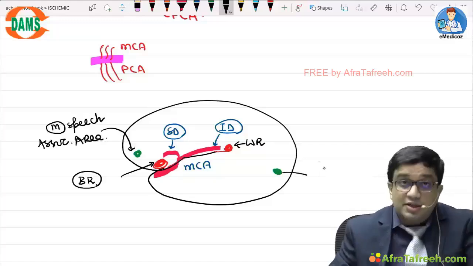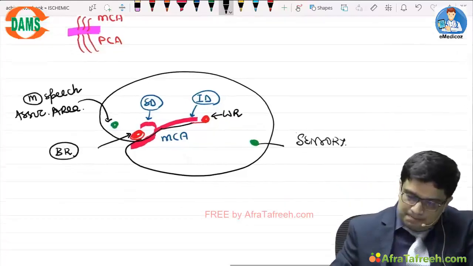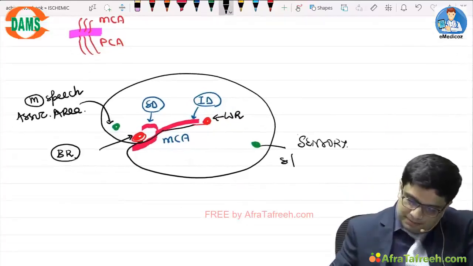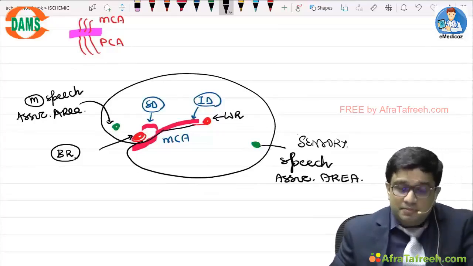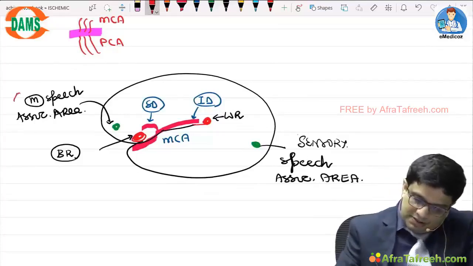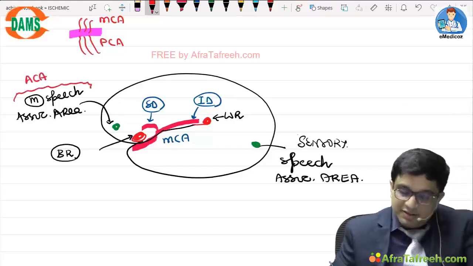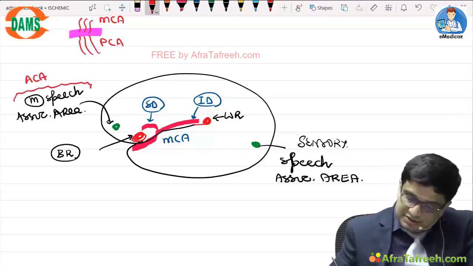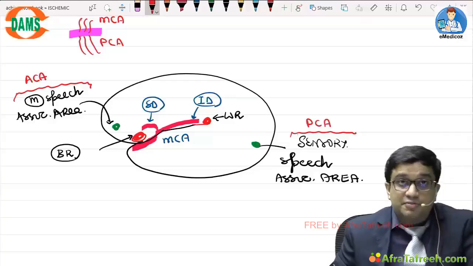This one is the sensory speech association area. Now who all are supplying them? The motor speech association area is being supplied by the anterior cerebral artery, ACA, while the sensory speech association area is being supplied by the posterior cerebral artery, the PCA.